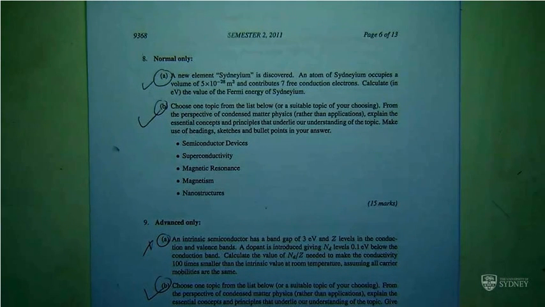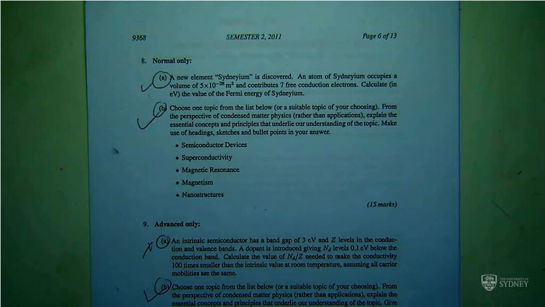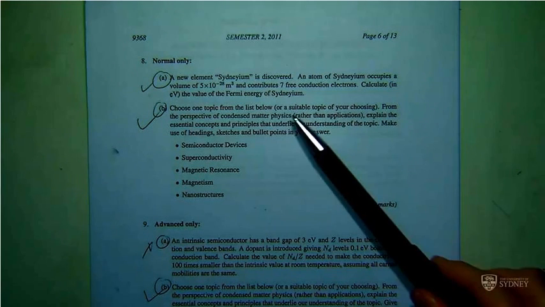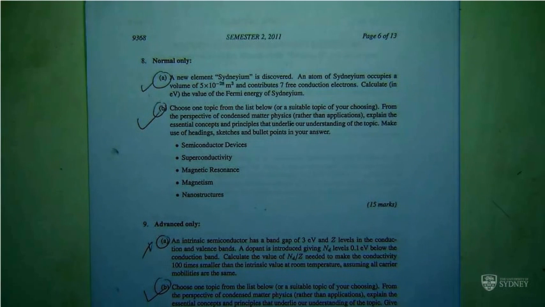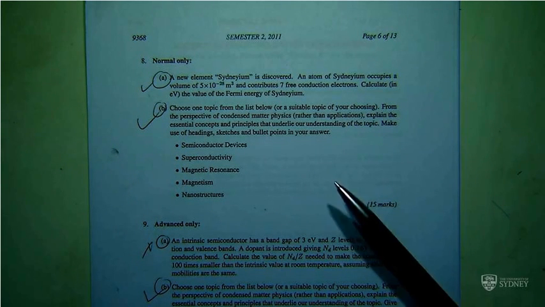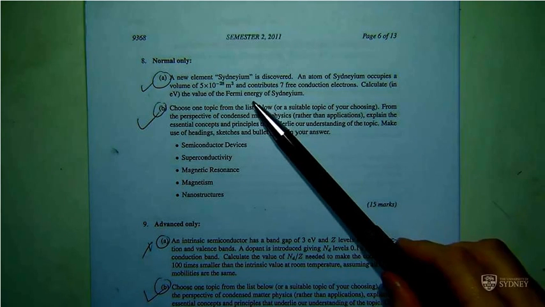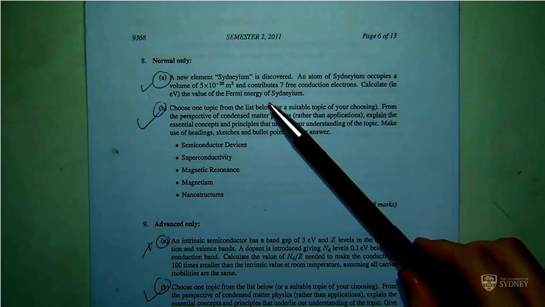Okay, again, we've got a new element called sydnium. Again, it occupies a certain volume and contributes 7 free electrons per atom. So calculate the value of the Fermi energy. You'll be able to do that one because from the information you're given, you'll be able to work out the electron concentration, N. And once you've got the electron concentration, you can use the formula in our notes to calculate the Fermi energy. Okay, you may not remember it offhand, but you can. Same thing in a little essay.